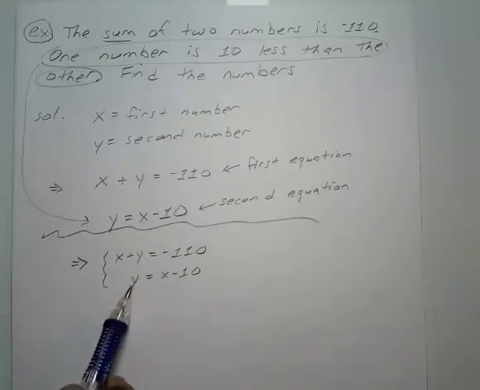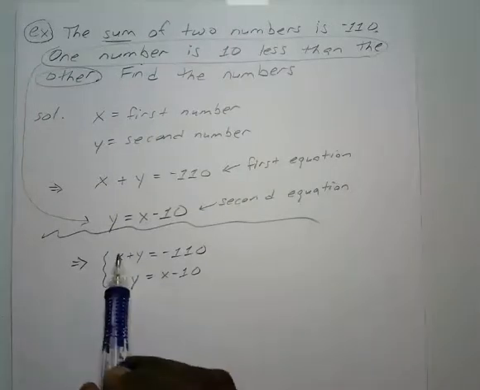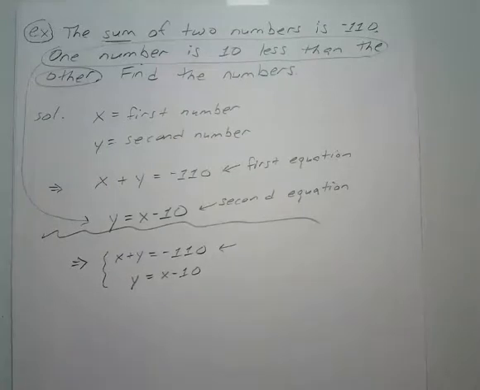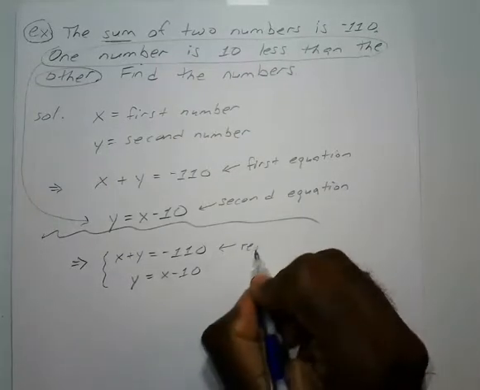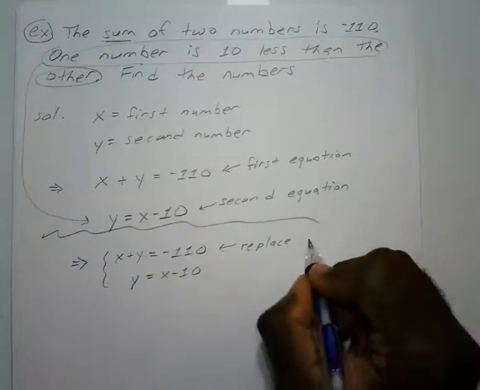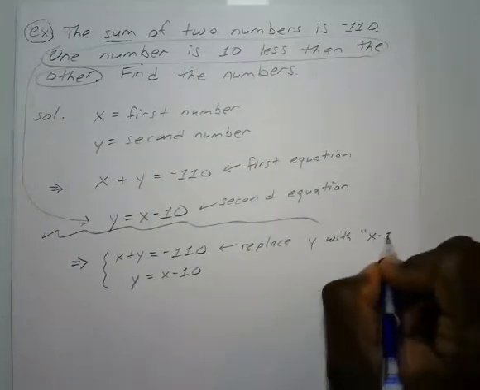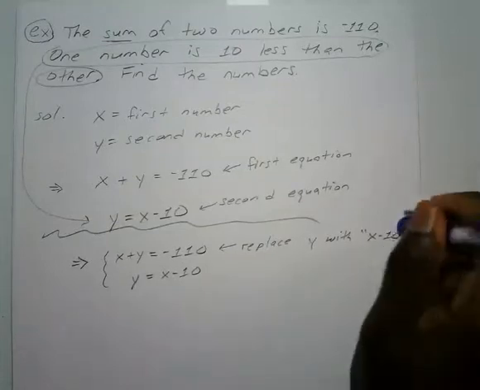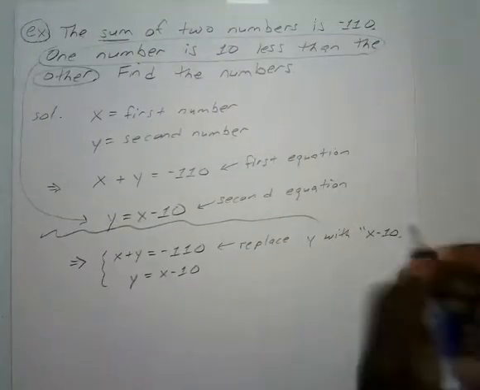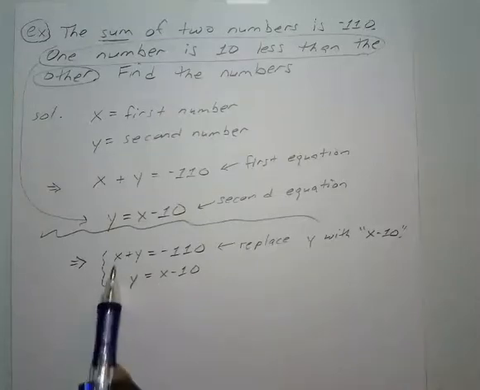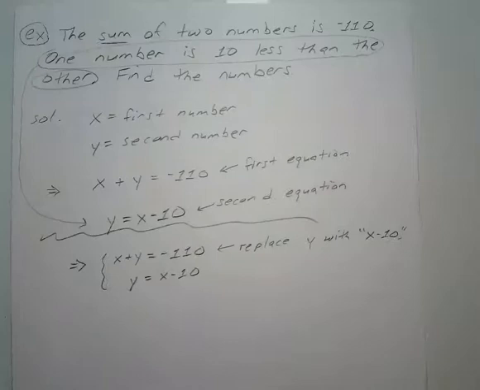Since we have a Y variable by itself, and there are no large coefficients anywhere, I'm just going to use the substitution method. So I'm going to replace Y with X minus 10 in the first equation. Again, if you wanted to, you could subtract X from both sides and then add them together. You'd still get the same answer.